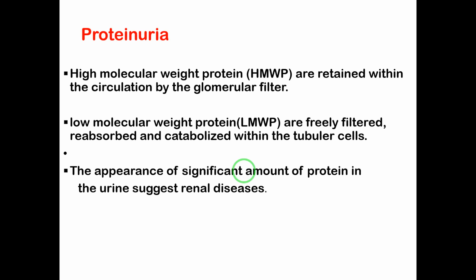We say that about 150 milligram per liter appears in the urine. What is the type of this protein? Usually it is low molecular weight protein, which can pass because its size is smaller than the size of the pores. But once they pass through the glomerular membrane, they will be reabsorbed by the tubular cell, catabolized and returned back to the circulation, while high molecular weight protein cannot pass through the glomerular filter.